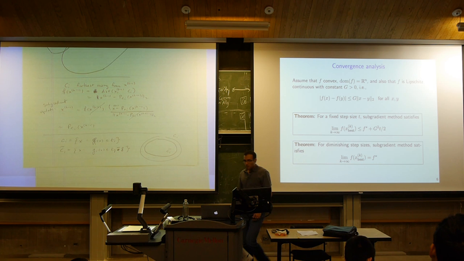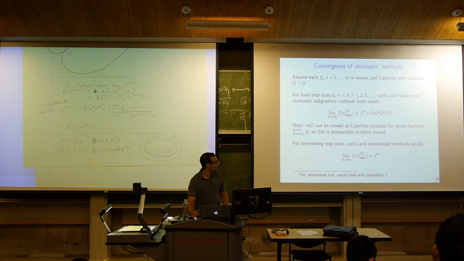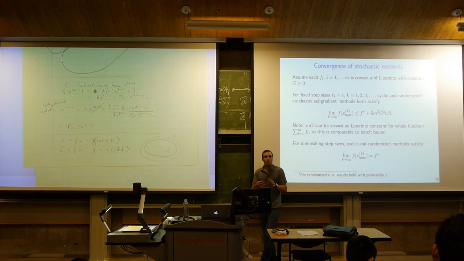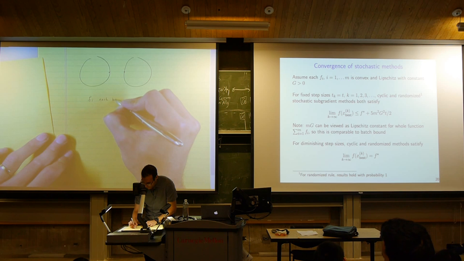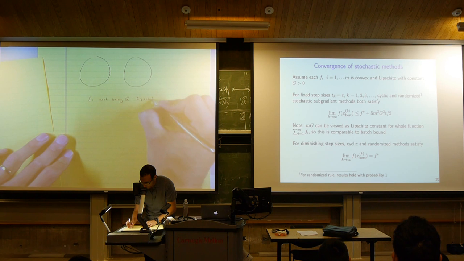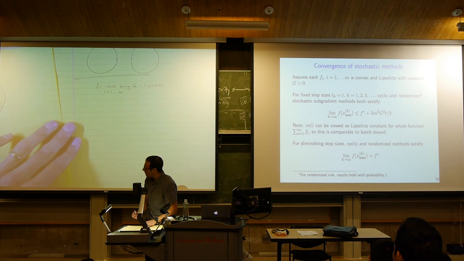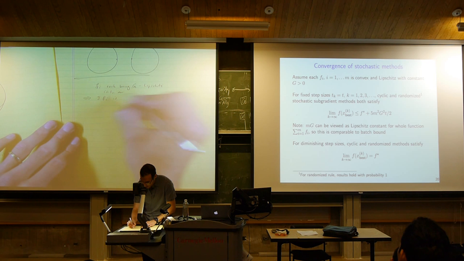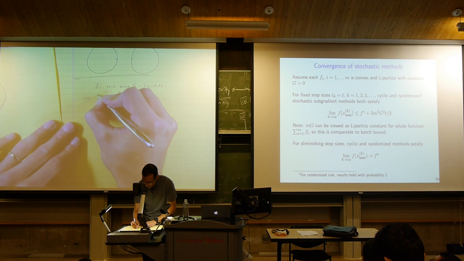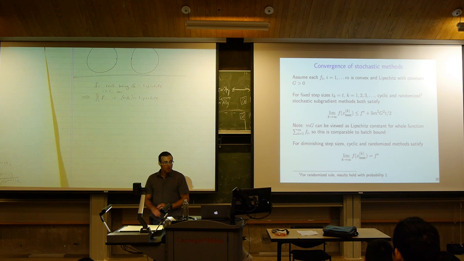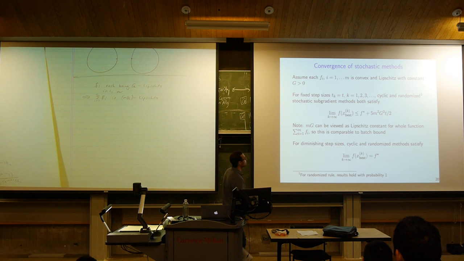Here, the only difference I claim is really the 5, because we can think about this quantity, mG squared. mG is really the Lipschitz constant for our whole function. So if we have f_i each being G Lipschitz, i equals 1 through m, then that implies that the sum of our functions f_i is mG Lipschitz. So we think of this as the Lipschitz constant for the criterion. And what we get is a very similar suboptimality gap except for a 5.